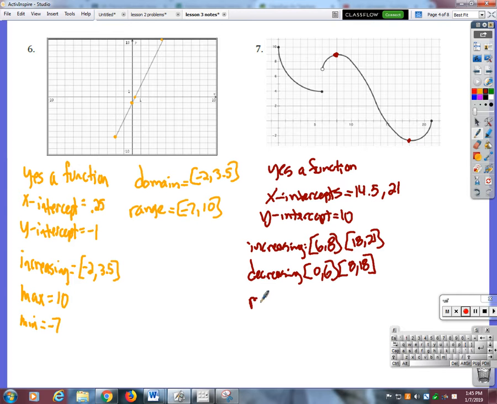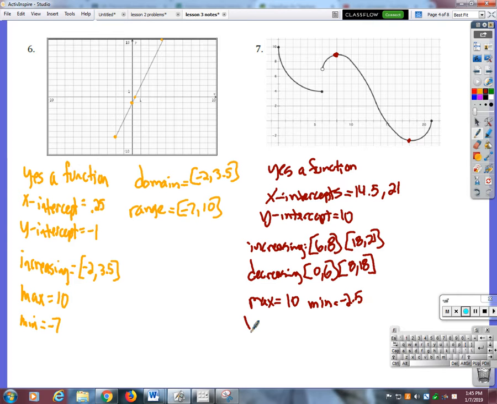Okay. What's the maximum on the graph? 10 is the highest point. What's the minimum? I'm going -2.5. Sure. Okay, I was going to say -3, but yeah, you're right. Not quite there. Okay, no symmetry.